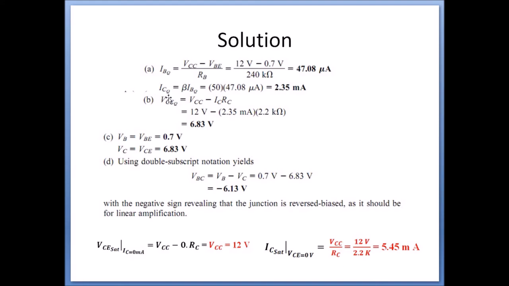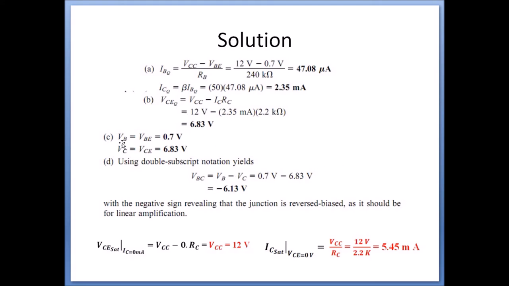Now we know ICQ is nearly equal to IE. So IE current will also be nearly 2.35 milliampere. Now from the output loop, we know VCEQ equal to VCC minus IC RC. We have already calculated IC value, RC value is given, VCC is given. So the VCEQ will be 6.83 volt.